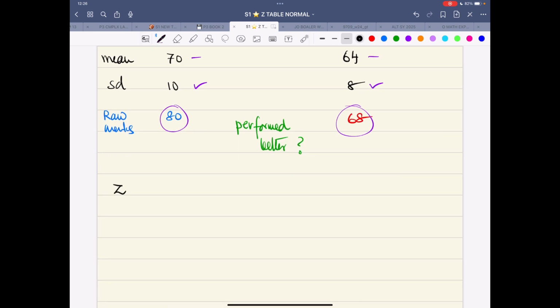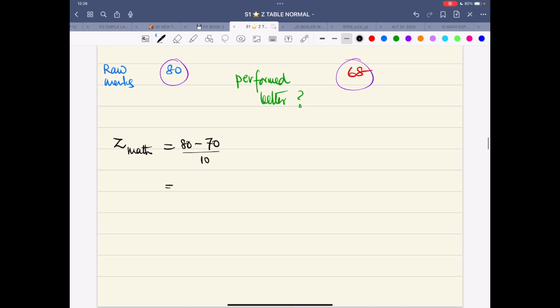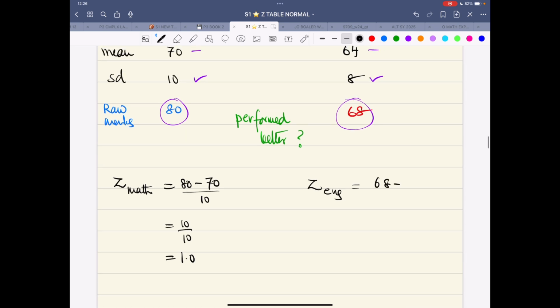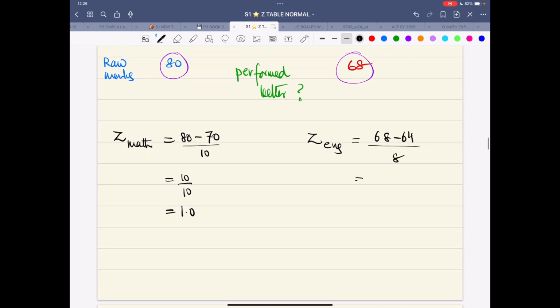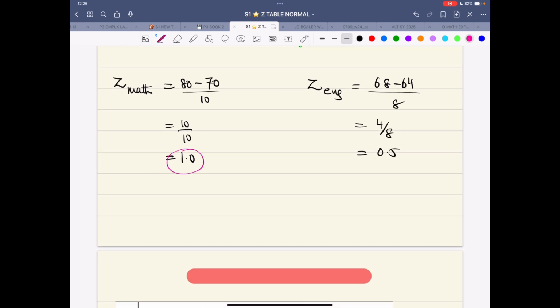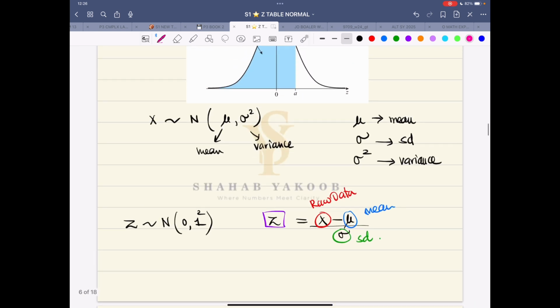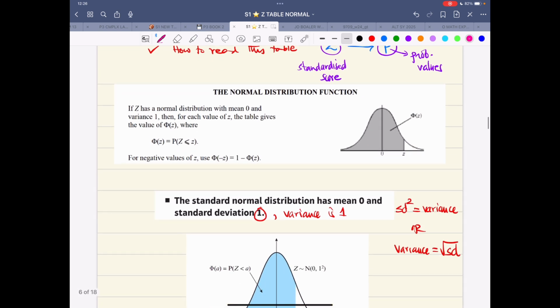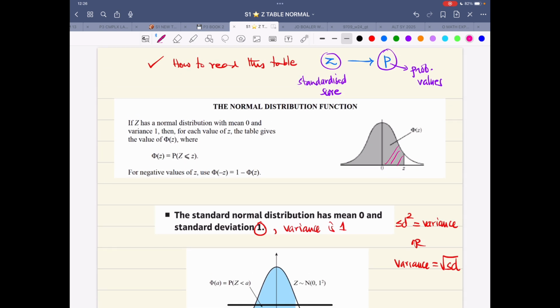The judgment will be based upon the standardized score. The standardized score for math would be 80 minus 70 divided by 10, which is 10 over 10, which comes out to be 1.0. And the standardized score for English is 68 minus 64 over 8, which is 4 over 8, which comes out to be half. Which score is bigger? This is the bigger score. Therefore, the student performed better in math as compared to English. That is how the standardized score is helping out. Coming back to the normal distribution, the shaded region is to the left of this.